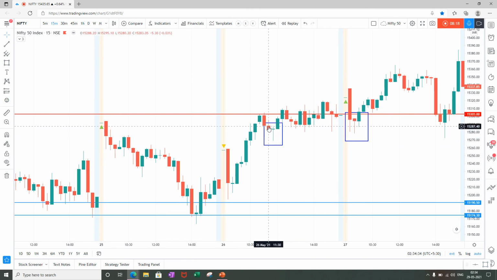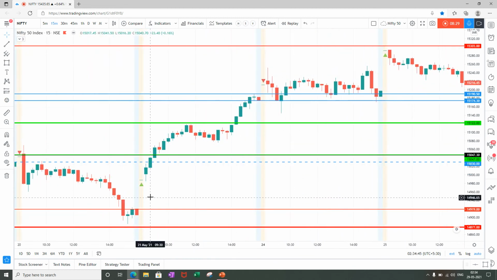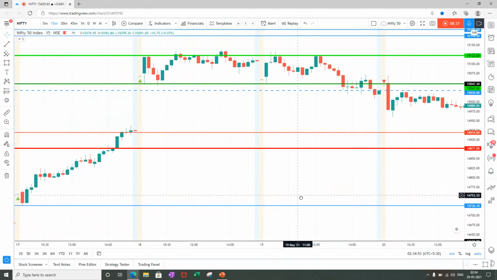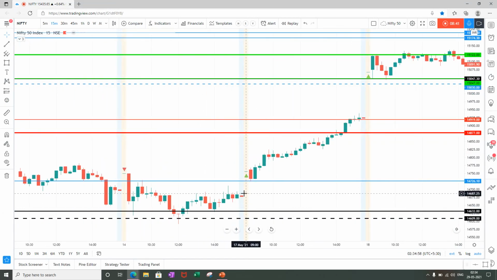where the length of the wick is 3 to 4 times the length of the body and the closing percentage is less than 35%. Now similarly, if you see this, this could be a wick, but the closing percentage is at least 40%, so not definitely a wick. And look at this, this is a perfect wick.